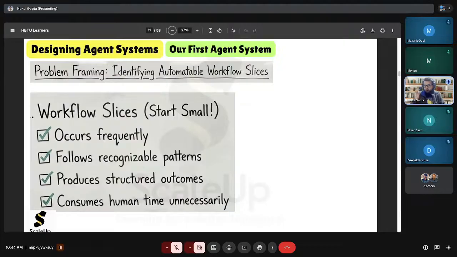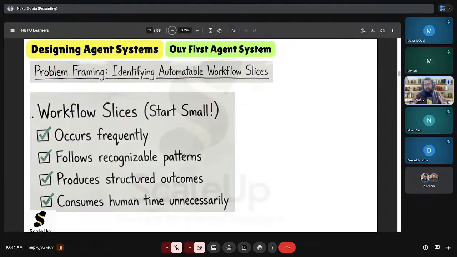An automatable workflow is some task which is repetitive in nature, which occurs frequently, which follows recognizable patterns, which produces structured outcomes, and which consumes human time unnecessarily. So the idea is that any repetitive task which a human is performing, we can very easily replace with an agent. This is a very big observation, a good insight.